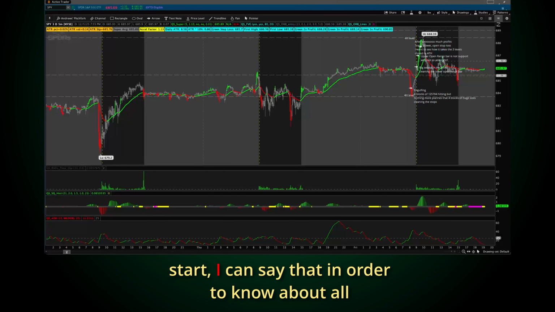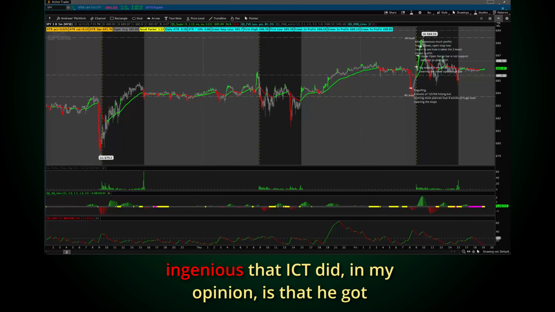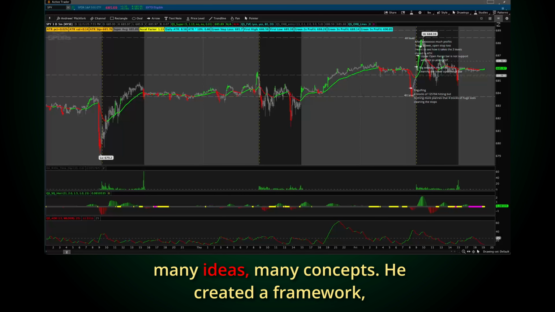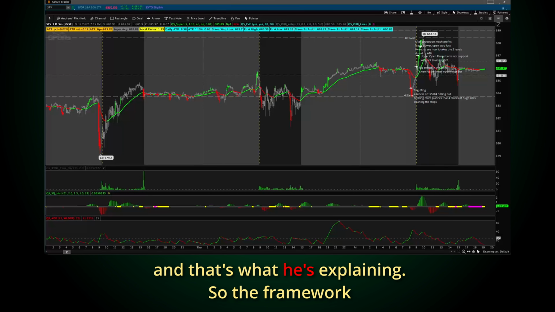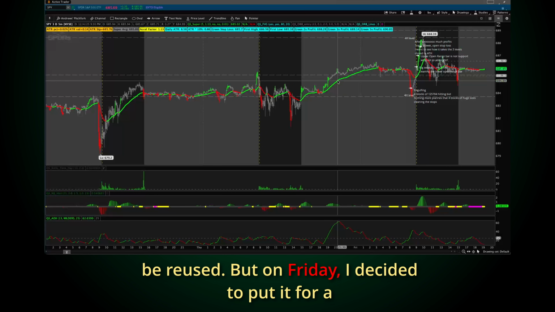Just to start, I can say that in order to know about all those concepts, you need to read a lot. Something ingenious that ICT did, in my opinion, is that he took many ideas, many concepts, and created a framework, and that's what he's explaining. So the framework is suitable for his style of trading, and maybe it can be reused. But on Friday, I decided to put it to the test.